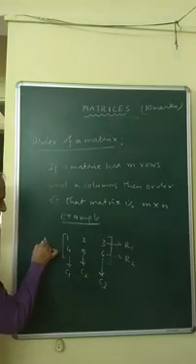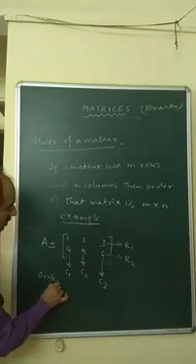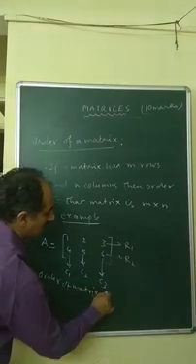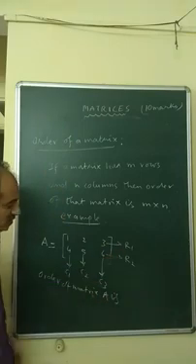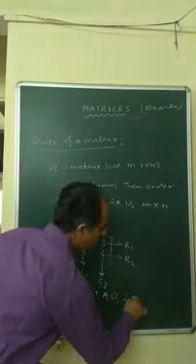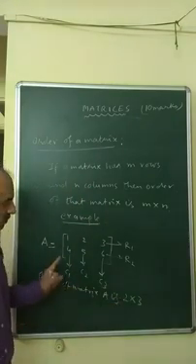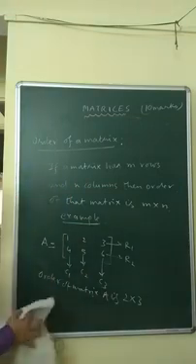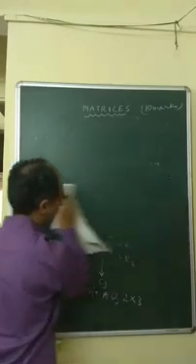So what will be the order of this matrix? If you denote this matrix as A, then the order of matrix A is 2 rows and 3 columns. So it will be 2 cross 3. In this way we can write the order of any matrix. So this is the order of a matrix.